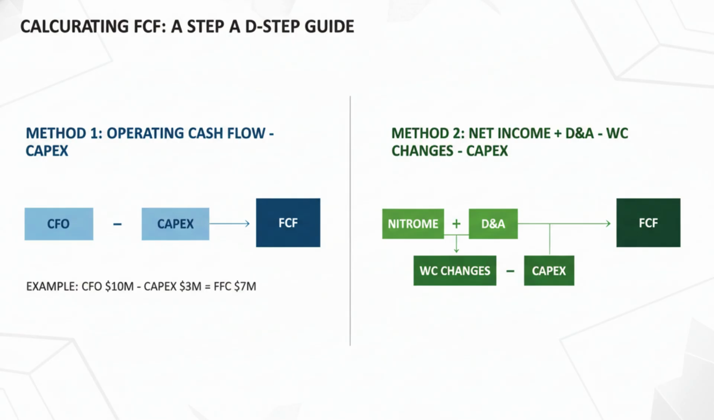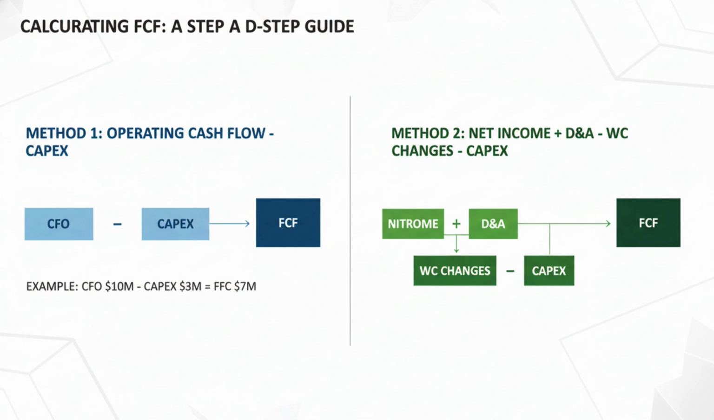Let's get practical and look at how free cash flow is calculated. There are primarily two common methods. The first and most straightforward approach starts directly from the cash flow from operations found on a company's cash flow statement. From this figure, you simply subtract capital expenditures. For instance, if a company has operating cash flow of $10 million and spends $3 million on capital expenditures, its free cash flow would be $7 million.